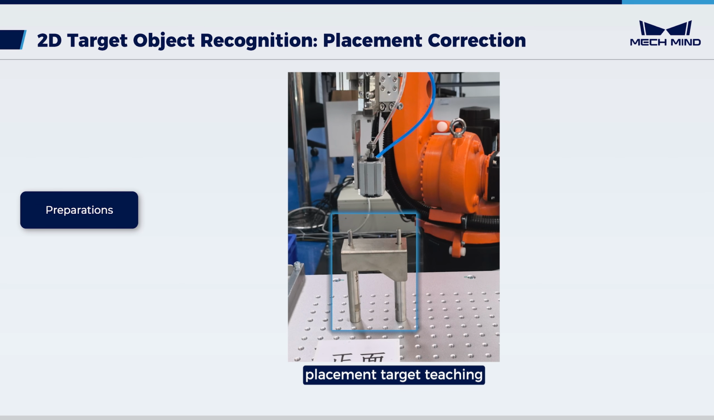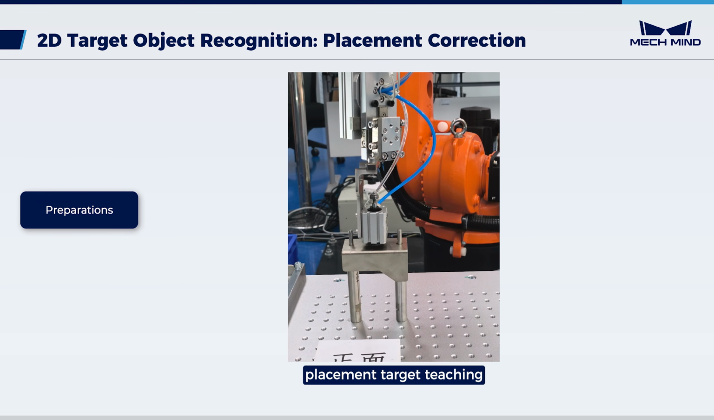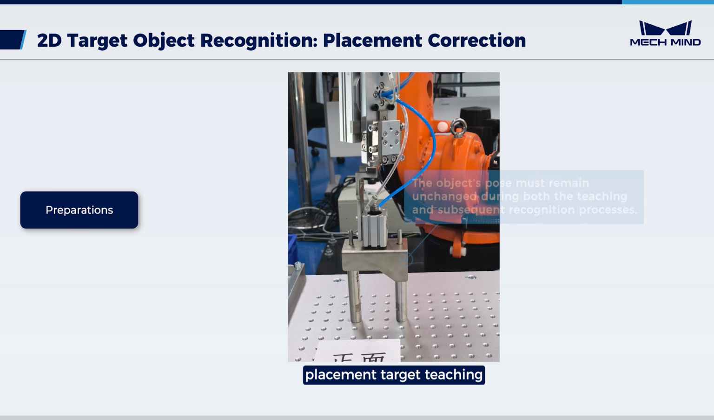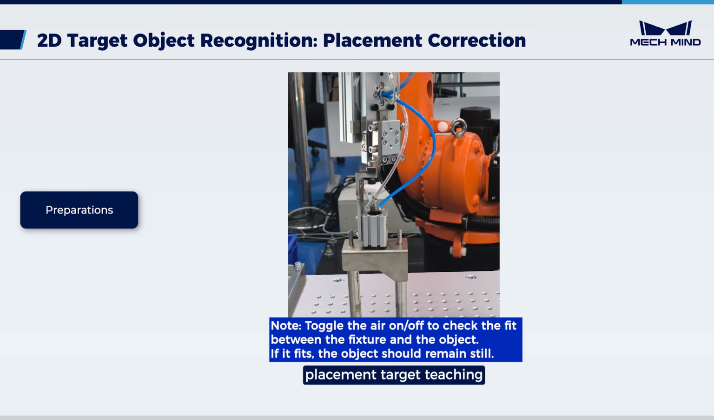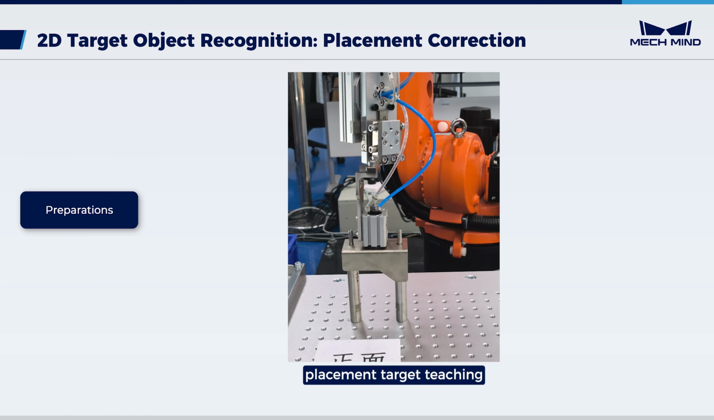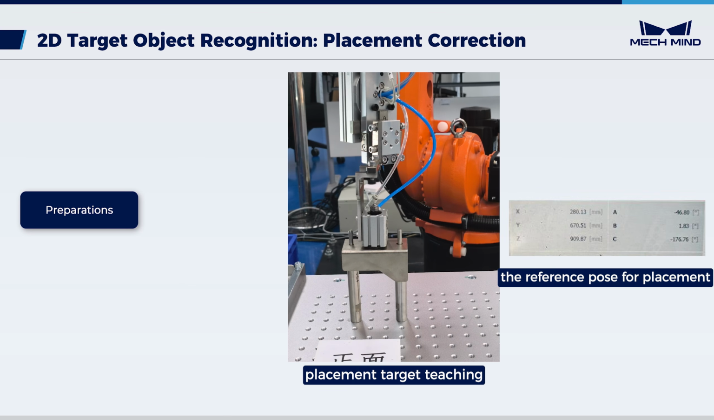First, manually insert the object fully into the locating pin to ensure it's in the ideal assembly state. Then, move the robot so that the gripper reaches the intended pick point of the target object and fits snugly against its surface. Please note that the object's pose must remain unchanged during both the teaching and subsequent recognition processes. Therefore, ensure that the gripper can securely pick the object during the operation. Once the object pose is stable, record the current robot flange pose as the reference pose for placement. This pose will be used as the reference for subsequent placement correction calculations.